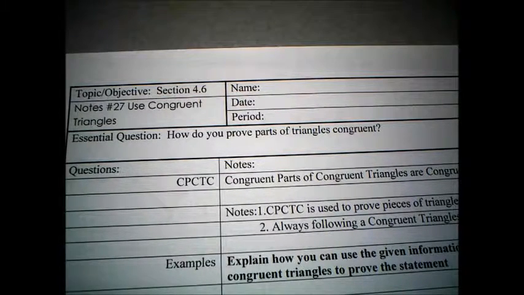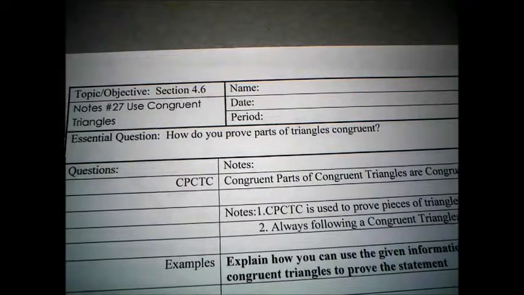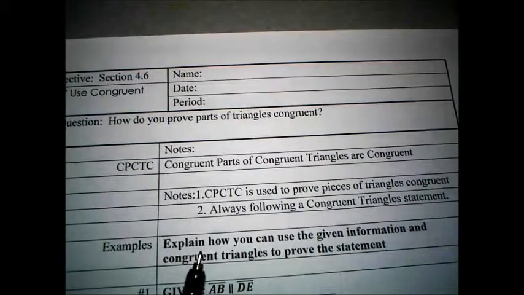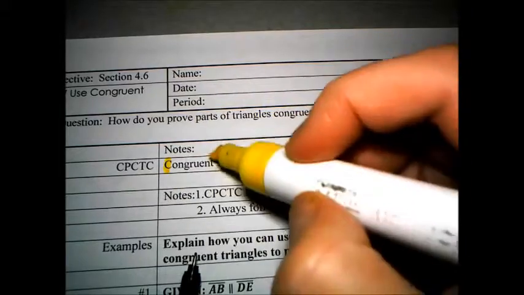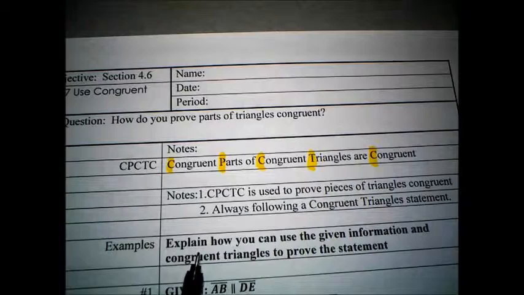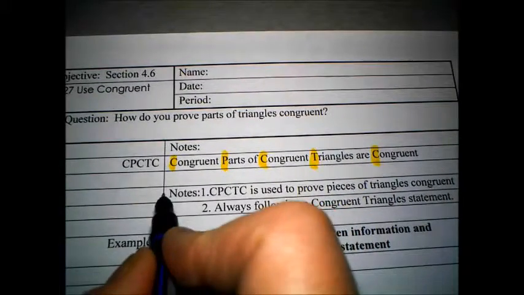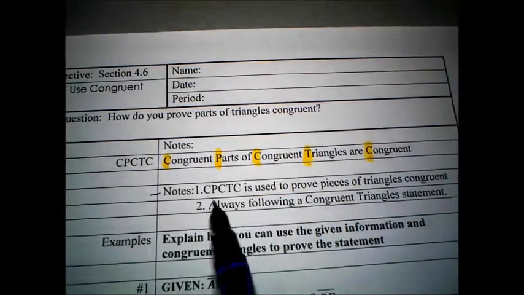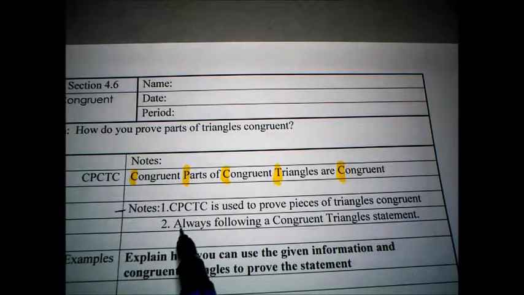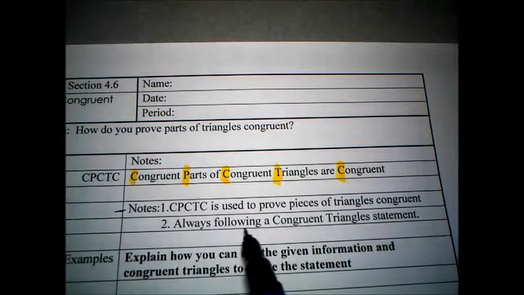CPCTC stands for congruent parts of congruent triangles are congruent, and the first letter of each of those words is where the acronym comes from. One of the special notes says that CPCTC is used to prove any pieces of a triangle congruent, but the second note is that you must always have the triangles congruent first.